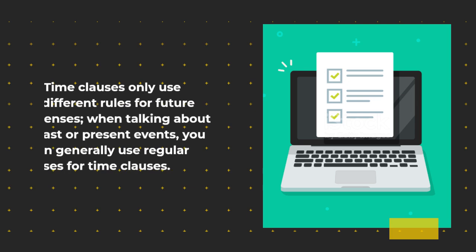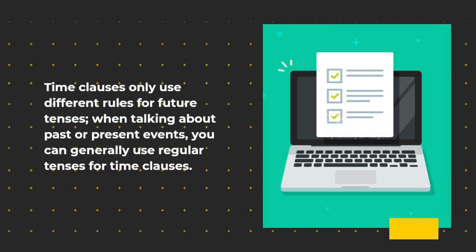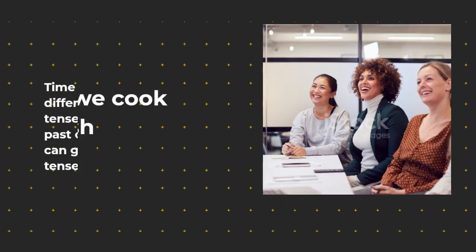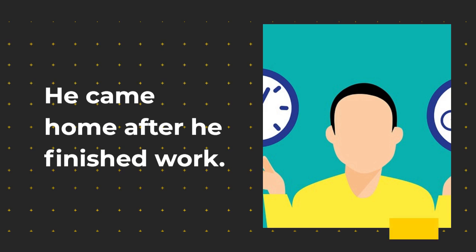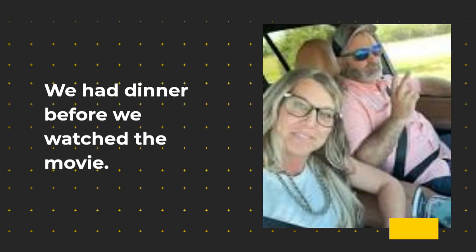Time clauses only use different rules for future tenses. When talking about past or present events, you can generally use regular tenses for time clauses. Before we cook pies, we wash our hands. He came home after he finished work. We had dinner before we watched the movie.